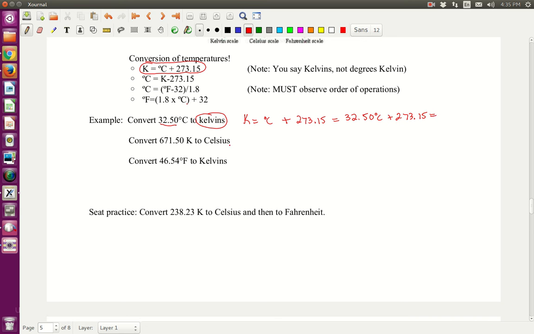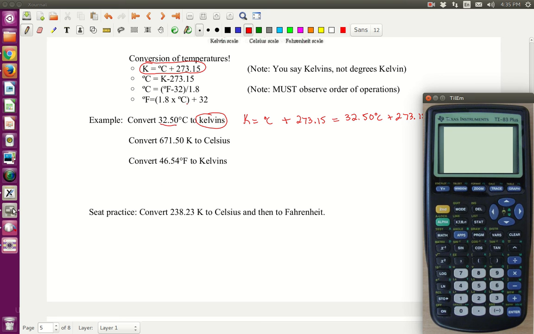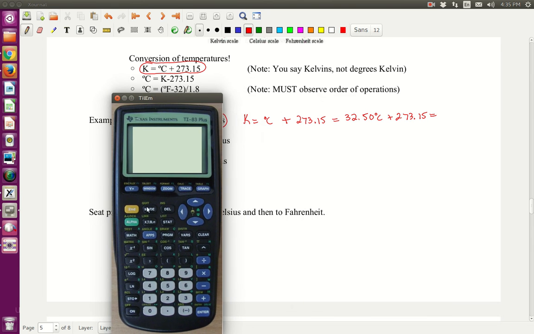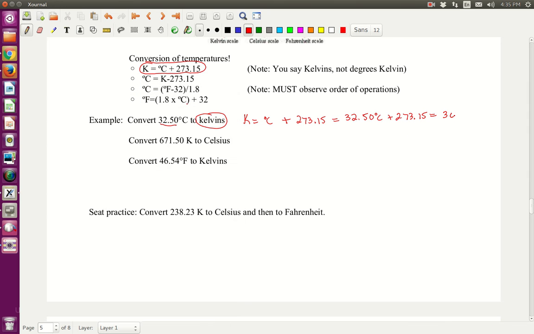And then I'm going to pull up my calculator. There it is. Just scooch it over, turn it on, and I'm going to be using this in a lot of the videos. Now these are pretty easy right now, but you will be able to see me use it in other videos where there's a little bit more to it. So it's 32.50 plus 273.15. Enter. Okay, 305.65. 305.65 kelvins. Notice it says kelvins.